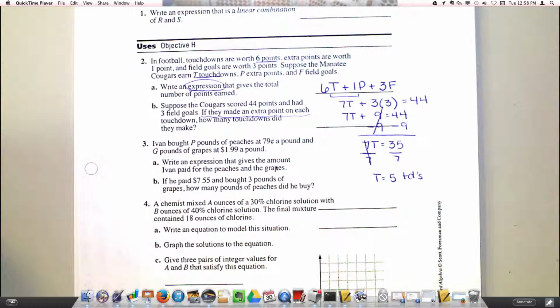Okay, so 5 touchdowns plus extra points, and then 3 field goals would give you a score of 44. That would make sense? Help a little bit?